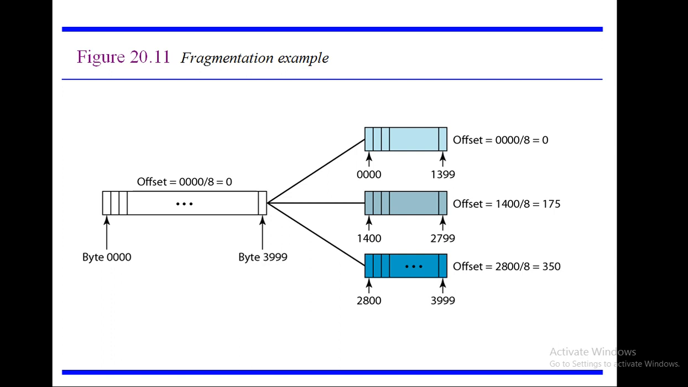So 1400 divided by 8 will give you 175. The next one is 2800, the third fragment, divided by 8 to get the offset, which is equal to 350, right? So these are the offsets. How to calculate the offset? Take the first one and divide it by 8 and put it in the offset field.